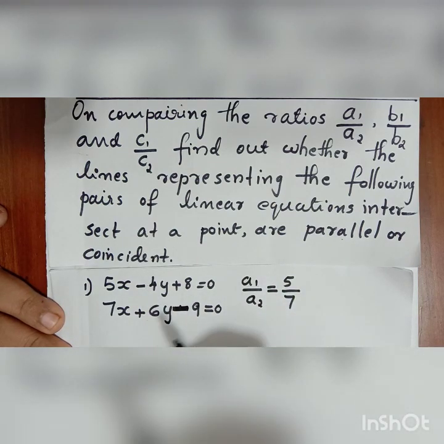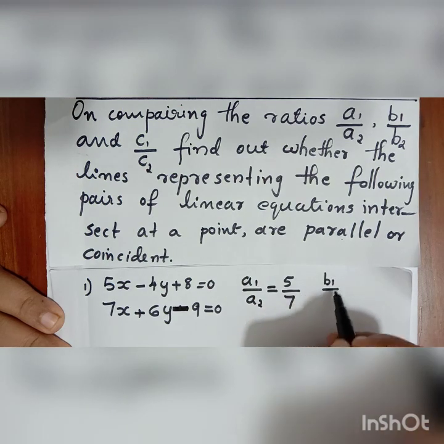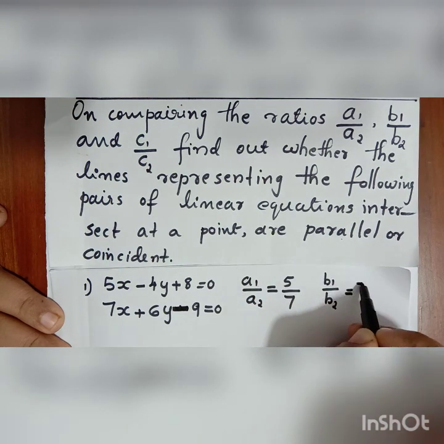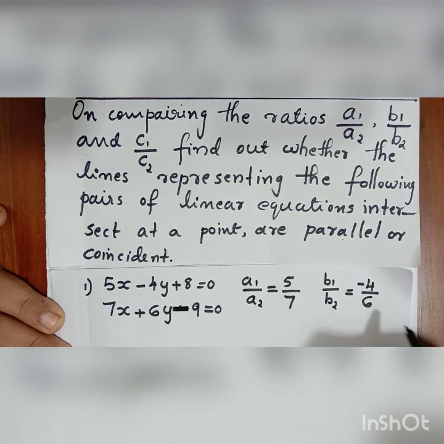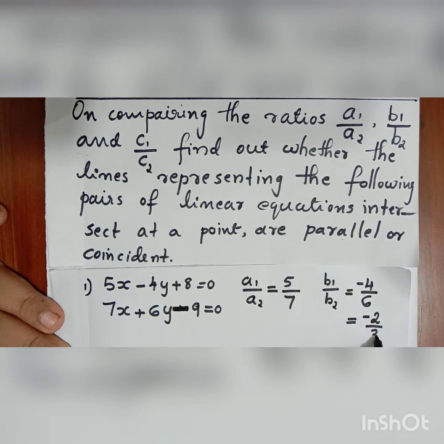What is B1 by B2? B1 by B2 equal to negative 4 by 6. What's negative 4 by 6 equal to? By 2 we can cancel. So negative 2 by 3. They are not equal, we know.